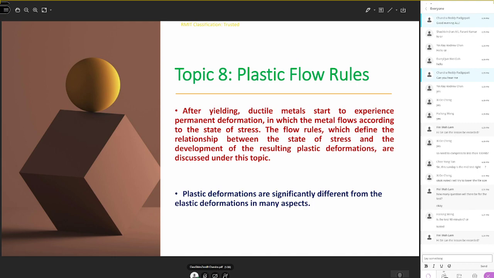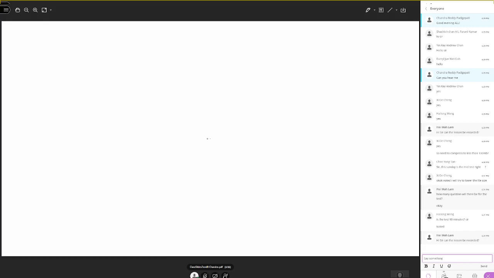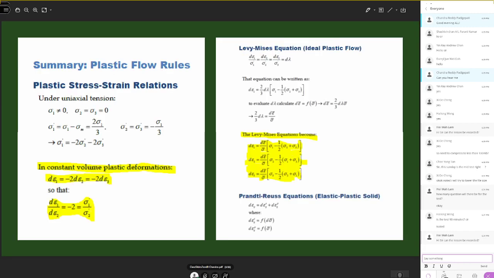For example, we can't apply Hooke's law. There's no meaning for Young's modulus, shear modulus, and rigidity modulus. So under plastic flow conditions, we need to apply a different set of conditions, which we term the Levy-Mises equations. As you can see here, the Levy-Mises equations.